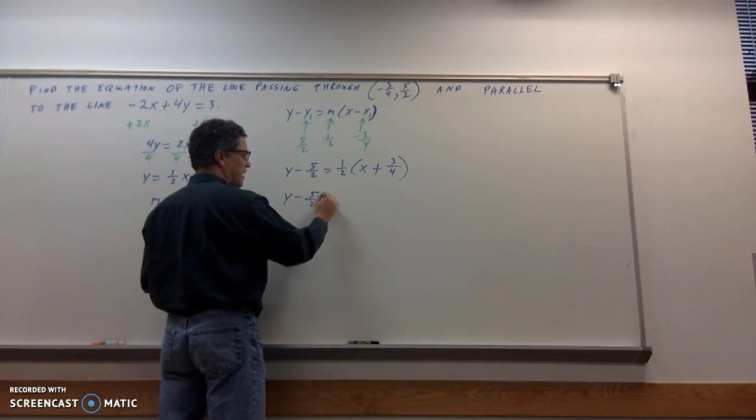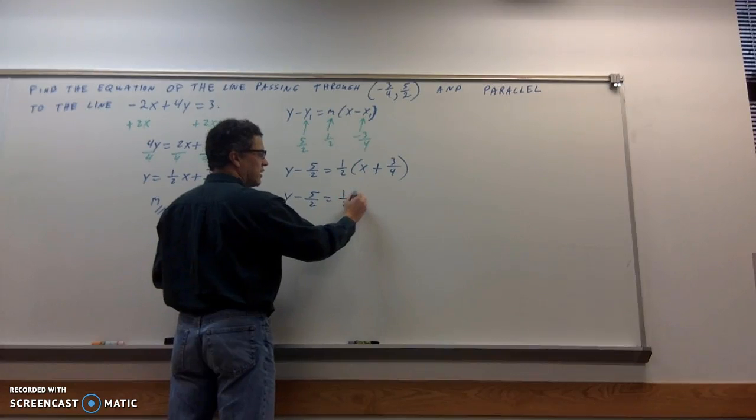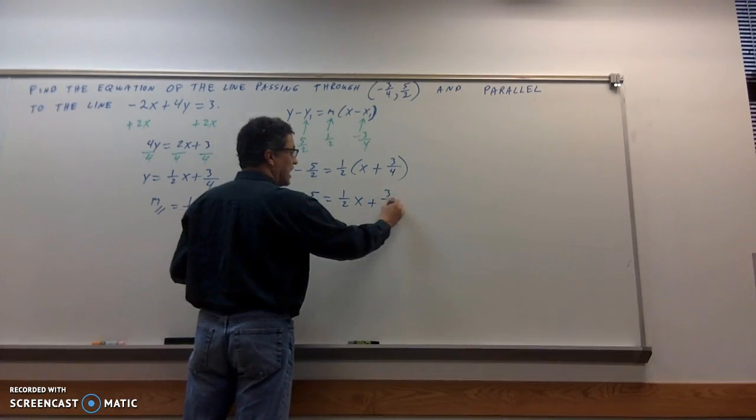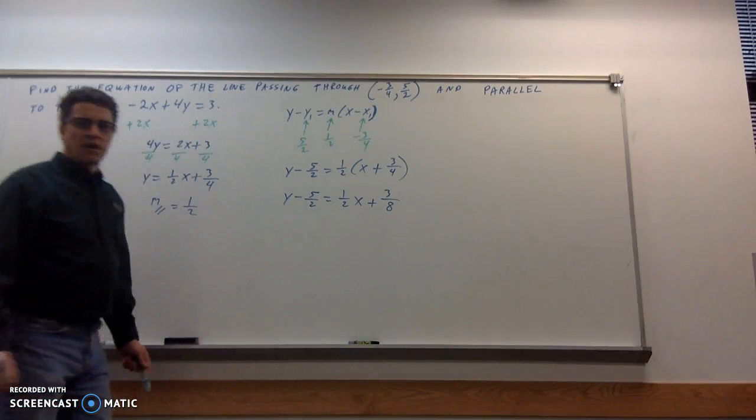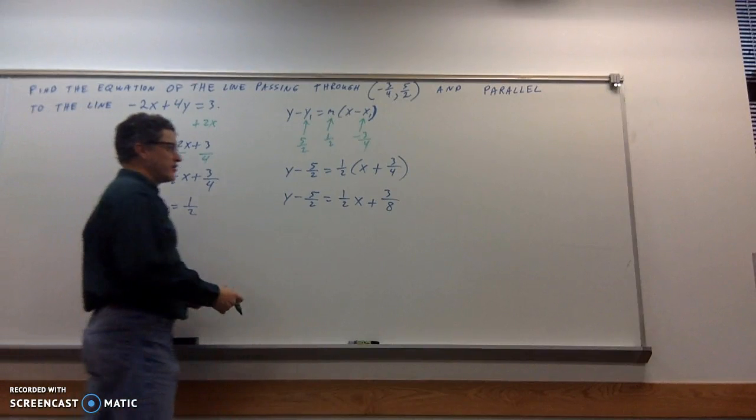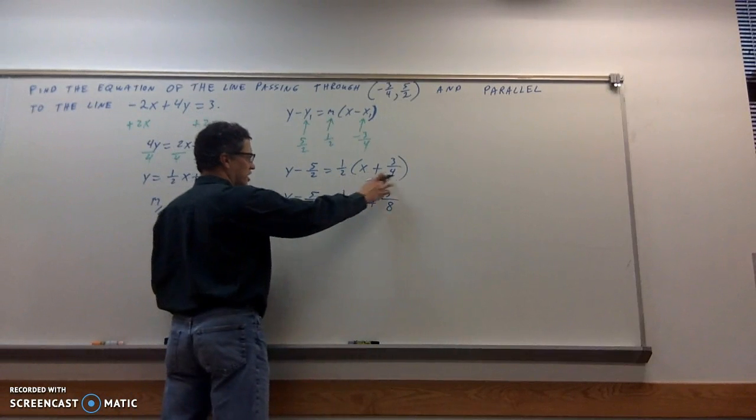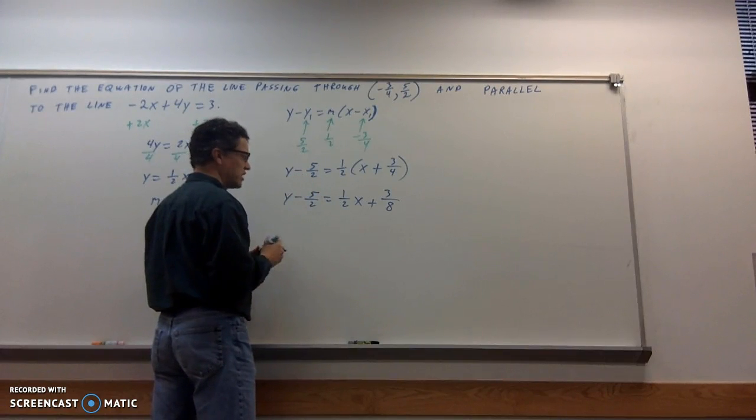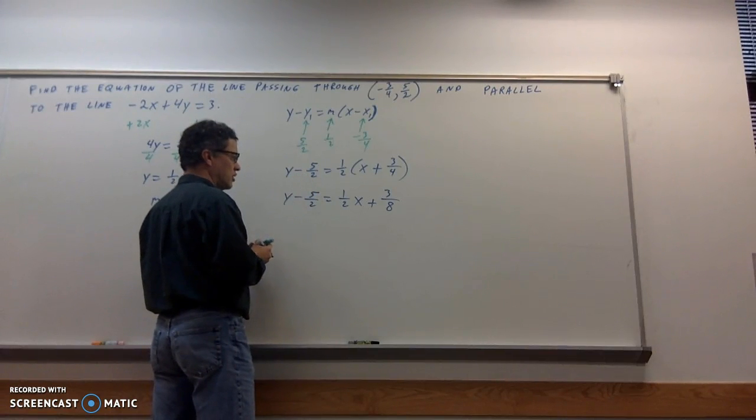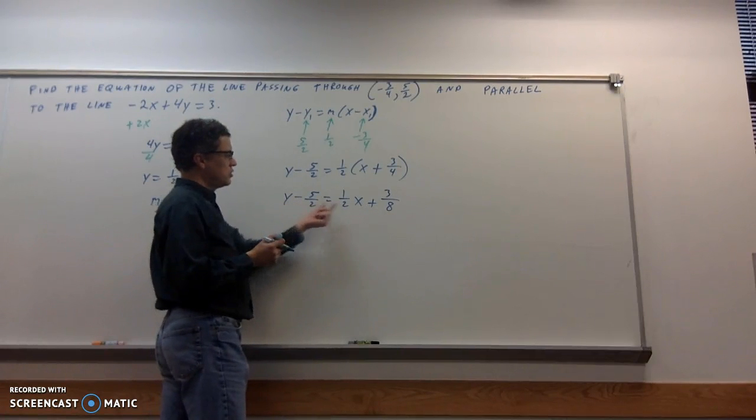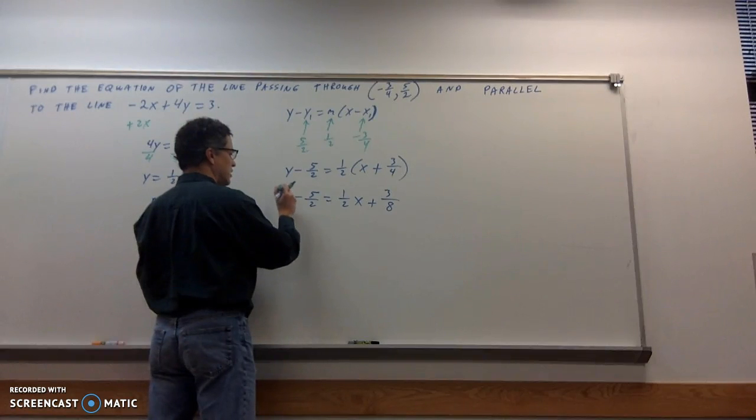So y minus 5/2 equals, I'll distribute, 1/2 x plus 3/8. All right, now I'll go ahead and clear out that fraction. It'll be a lot easier since I don't have to contend with parentheses, because a lot of people would mess that up. So my least common denominator here is going to be an 8. I've got 1, 2, 3, 4 terms.